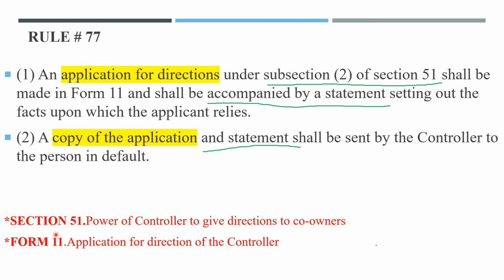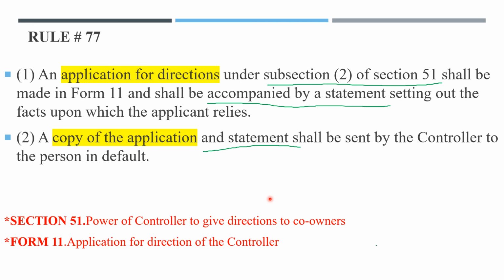The relevant section is section 51, whose title is power of controller to give directions to co-owners, and form 11, whose title is application for direction of the controller. So friends, all the sub rules of rule number 76 and 77 are completed, and these rules are relevant to form number 11 and section 51. As a whole we have completed the slide where we discussed the relevant section 51, rules 76, 77 and form 11.